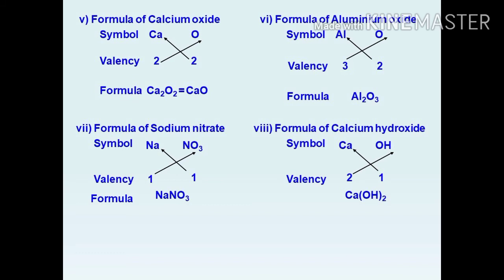In compounds formed with polyatomic ions, the number of ions present in the compound is indicated by enclosing the formula for the ion in a bracket and writing the number of ions outside the bracket. For example, Mg(OH)2. Here the OH we should put in the bracket. In case the number of polyatomic ions is 1, the bracket is not required.